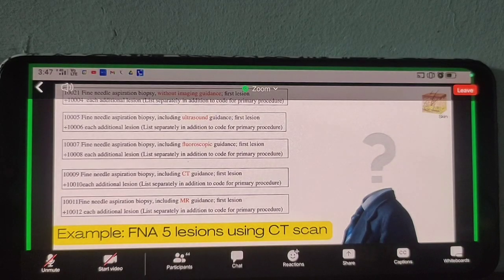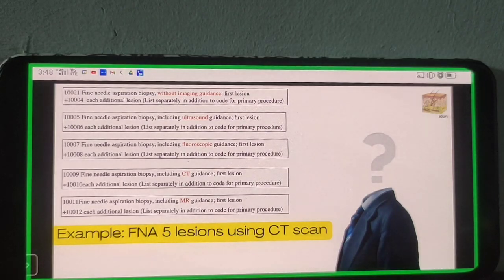No. Actually, this is not a big thing. You have to report the code based on the code description. Here, code descriptions are assigned based on the imaging guidance and lesion. For every heading, for every topic, the code description will differ. First of all, you have to understand the code description.